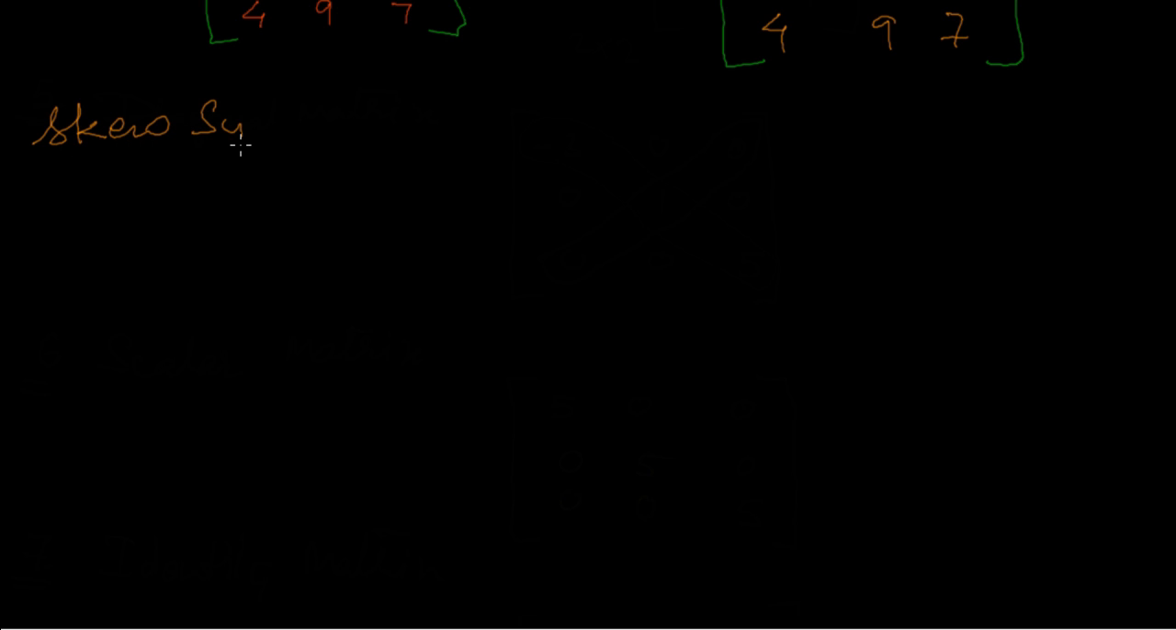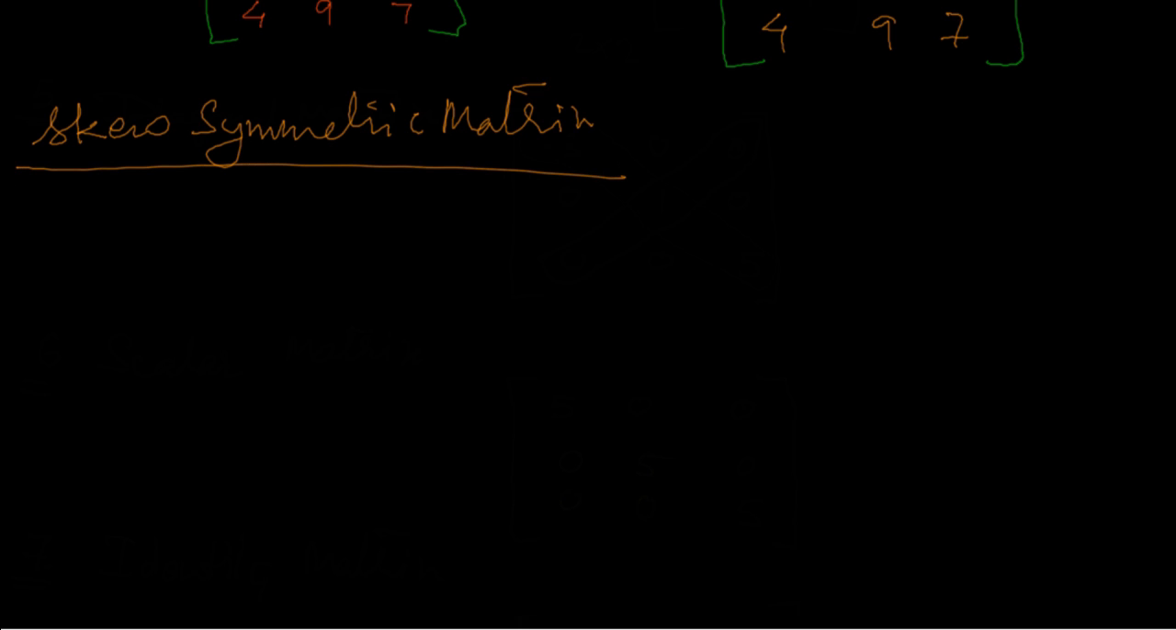Skew symmetric matrix. In skew symmetric matrix, I will explain first. I put one matrix here, A: 0, -9, 3, 9, 0, 4, -3, -4, 0. So this is a skew symmetric matrix.